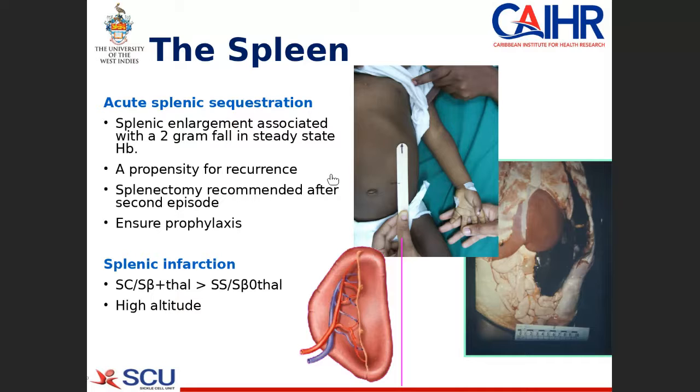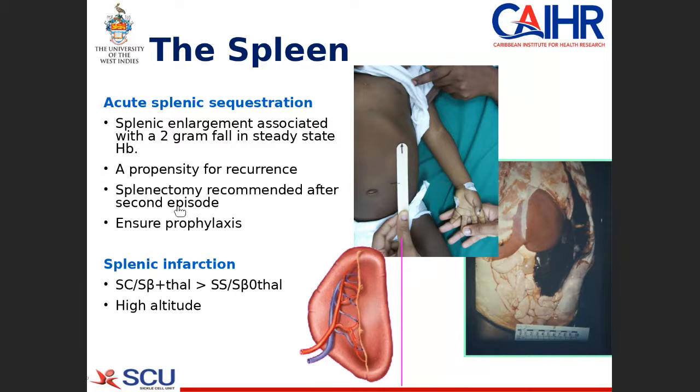Okay, so basically an acute splenic sequestration is an acute enlargement of the spleen associated with a 2-gram fall from their steady state. It is a common complication in children and a common cause of morbidity and mortality. There is a tendency for it to recur. So if you've had one episode, you're more likely to have a second. If you have a second, you're more likely to have a third.